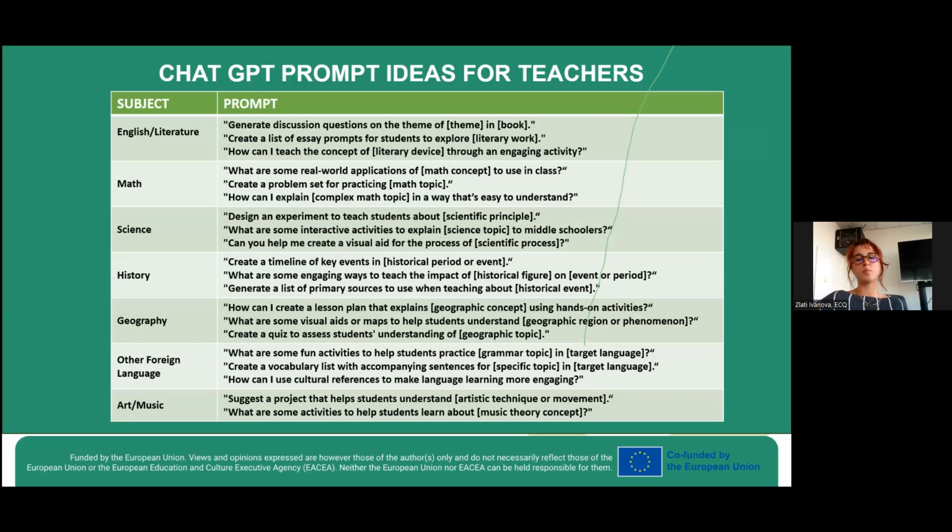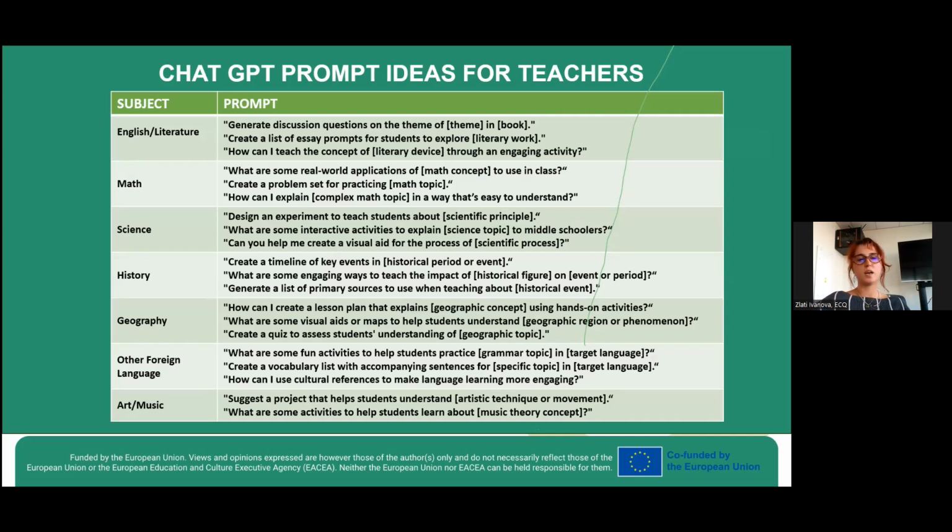So now we have prompt ideas for teachers, which we have gathered. We got several subjects, English, math, science, history, geography, and we have listed several, so I'm going to glance over it. You'll have access to this later on if you need, and also we have gathered resources online via links to a lot of pages that provide ideas for prompt generation, so you'll have access to that later on.